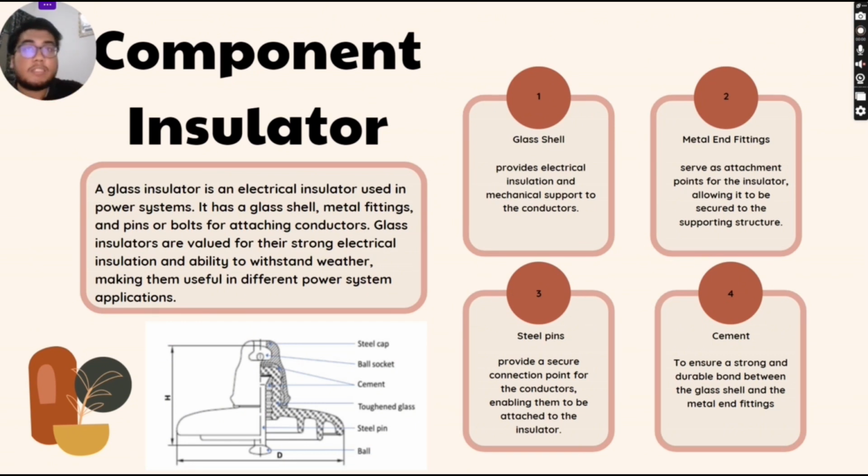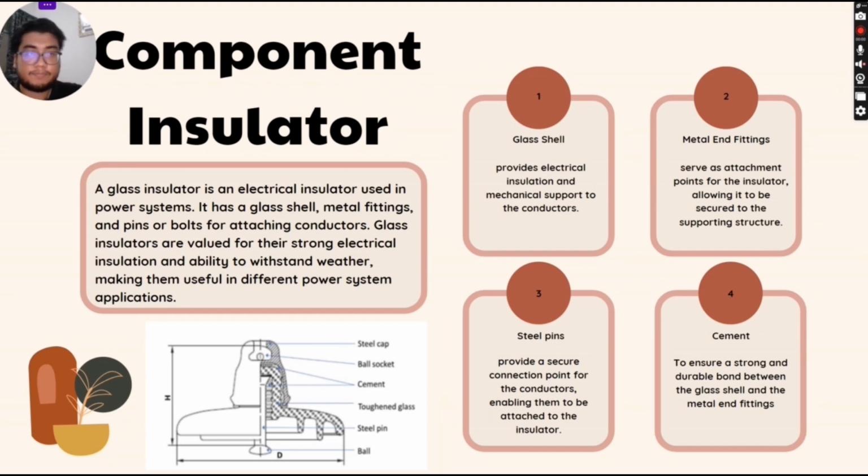Here we have four components of the glass insulator along with their functions. The first is the glass shell, which provides electrical insulation and mechanical support to the conductors. Metal fittings serve as attachment points for the insulator, allowing it to be secured to the supporting structures. Third are the steel pins, which secure the connection points for the conductors and enable them to attach to the insulator. And finally, the cement, which ensures a strong and durable bond between the glass shell and the metal fittings.